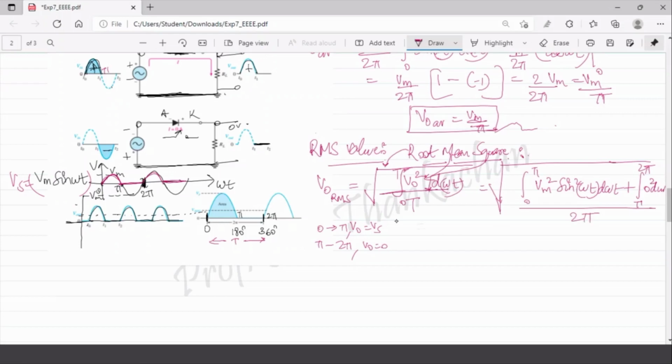Now how to calculate this? Simplify this quickly. So this is root of Vm square divided by 2 pi, this is constant, and integration of 0 to pi sine square omega t d omega t. How to integrate sine square omega t? Quickly.